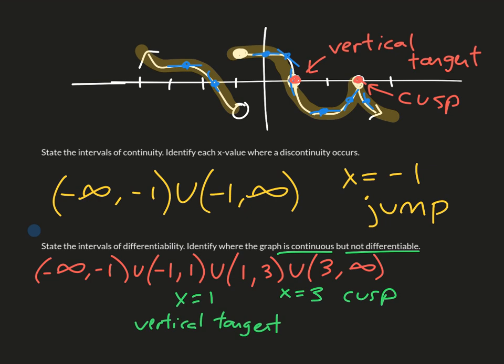Now, if you want to state the fact that, okay, well, also -1 is kind of a thing. -1's a big deal. We can't find the slope there either. Yes, that's true. You can state that x equals -1 is a jump, but it's not really answering the question, because the question specifically says identify where the graph is continuous, but not differentiable. It is continuous at the vertical tangent. It is continuous at the cusp. It is not continuous at the jump.